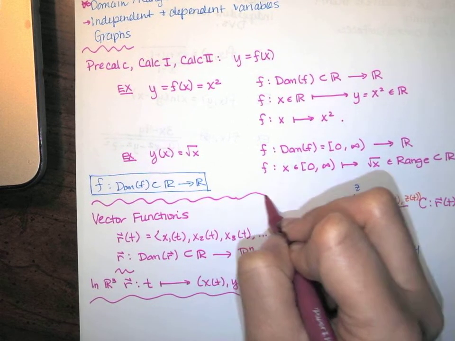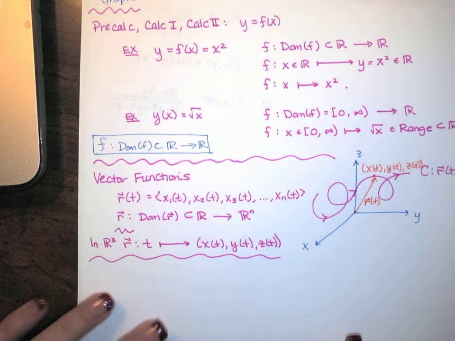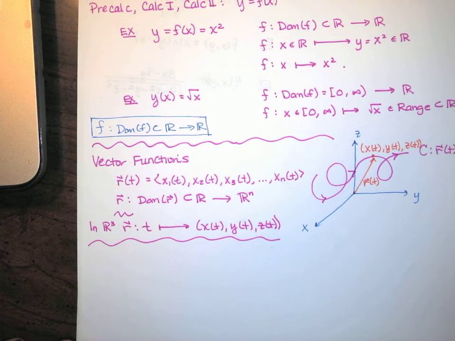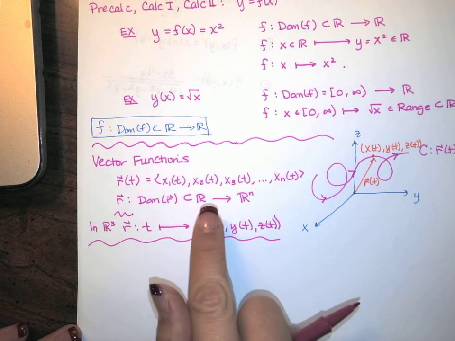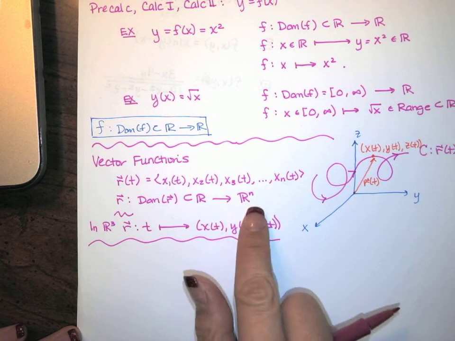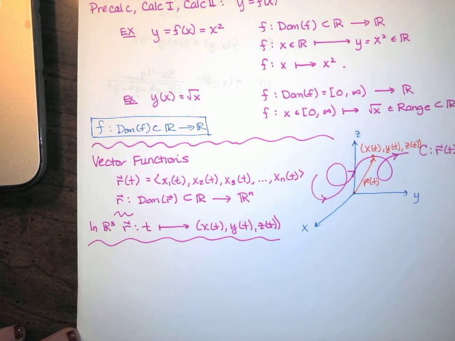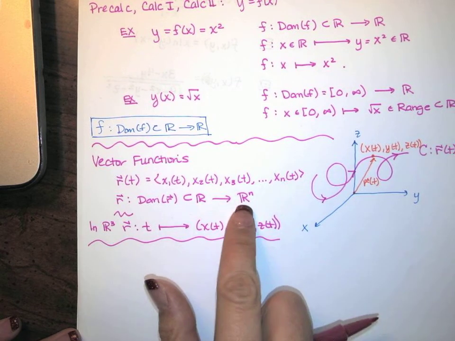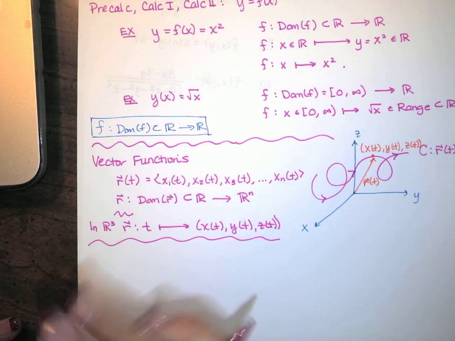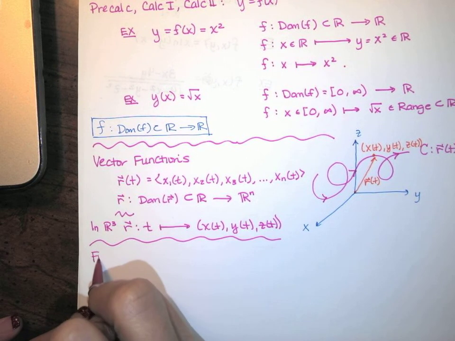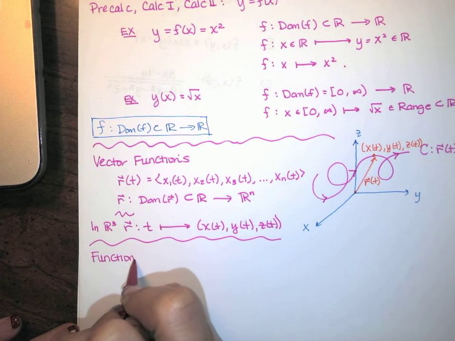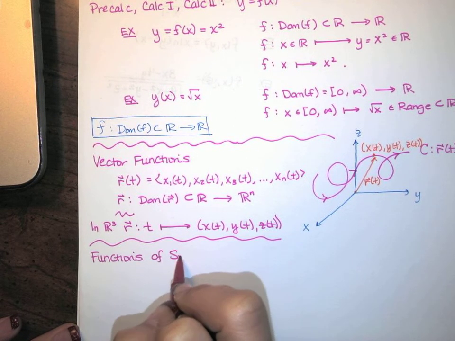Say, okay, well, how is that even related to this next chapter? Well, see, instead of going from reals to the Rn, to n-dimensional space, now we're going from Rn into R. We're going the other way. So functions of several variables look like this.